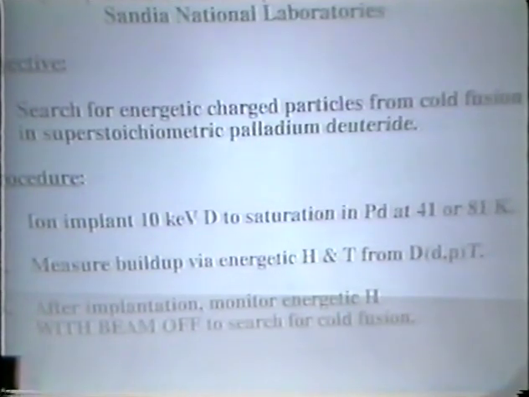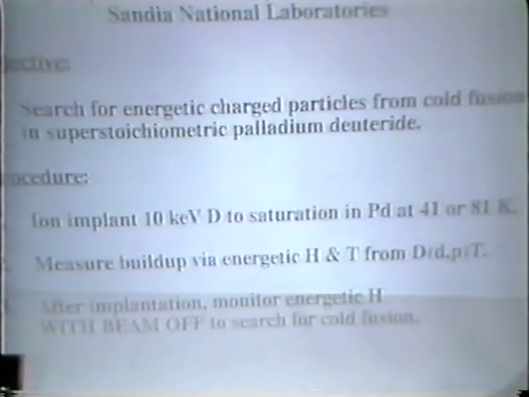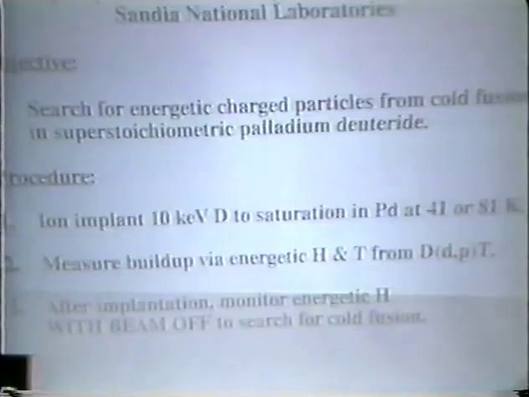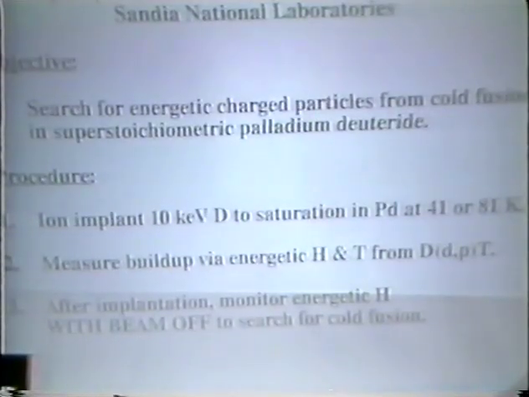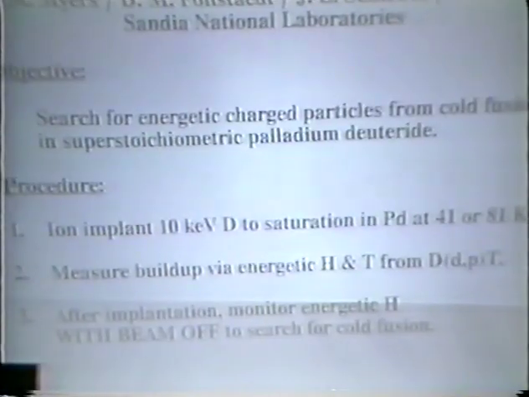After the condition of saturation had been realized at these low temperatures, the ion beam was turned off, and this charged particle detection system was then used to look for the 3 MeV protons, or in fact any energetic charged particles from DD nuclear reactions in the absence of the ion beam.